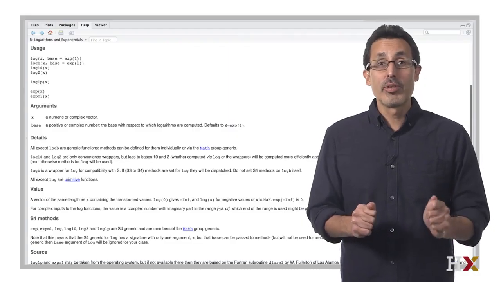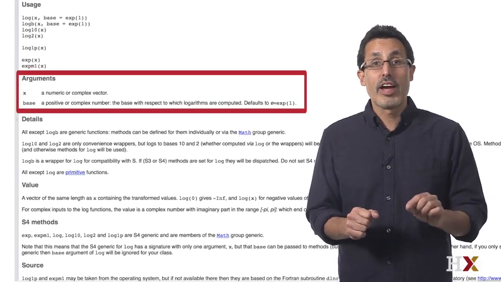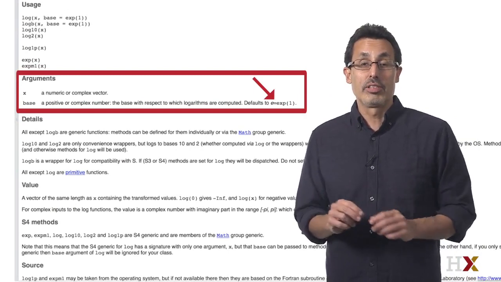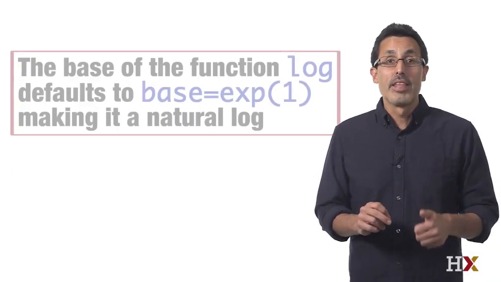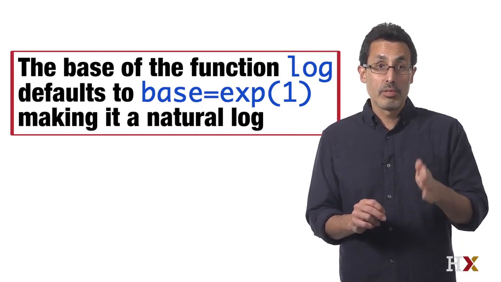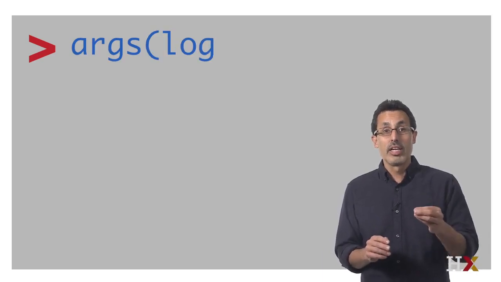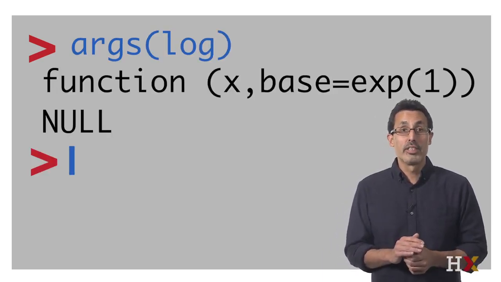However, some arguments are required and others are optional. You can determine which arguments are optional by noting in the help document that a default value is assigned with the equal sign. For example, the base of the function log defaults to e, the base of x to the 1. It's the natural log. If you already know how the function works but need a quick reminder of the arguments, you can use the args function. If I type args of log, it shows us the 2 arguments that it needs.